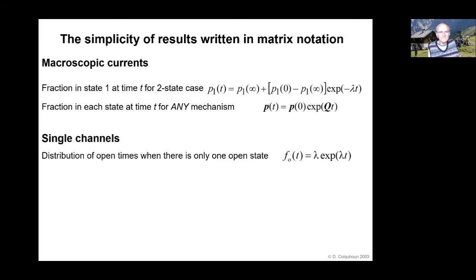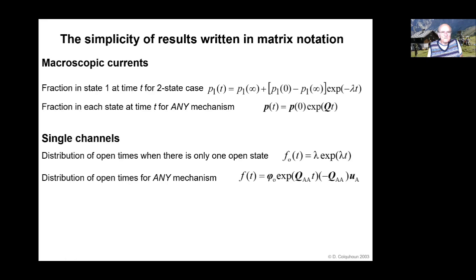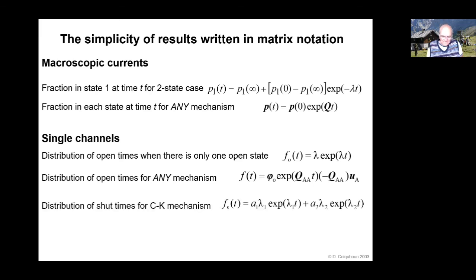For single channels, things get even simpler because the distribution of open times when there's only one open state is a simple exponential probability density function. But the distribution of open times for any mechanism is e to the QAA t times minus QAA, QAA just being the upper left subsection of the Q matrix that corresponds to transitions between open states. So it is much smaller than the Q matrix in general. And that makes this expression much simpler. The initial row vector and the final column we'll come to in a later lecture.